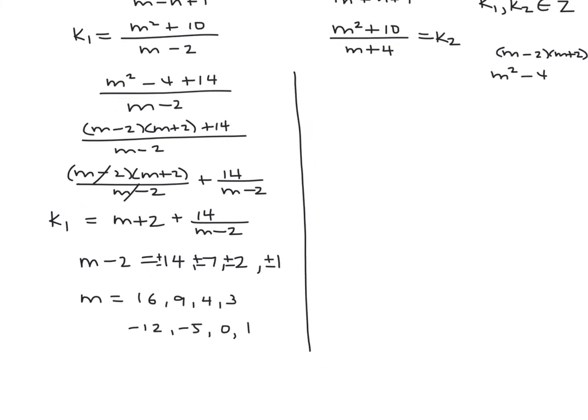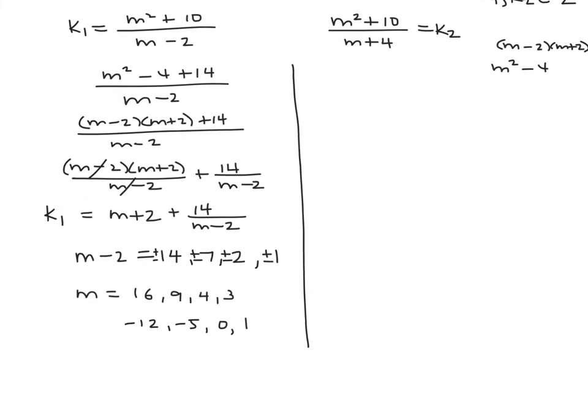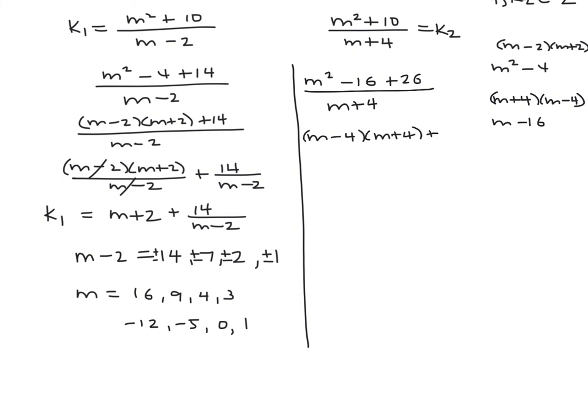Now we're going to do the exact same thing, but this time over here. Now I've got to factor out m plus 4. So let's see here, m plus 4, m minus 4. That will give me m minus 16. So how I'm going to break up that 10 would be 26 minus 16? Yeah. So minus 16 plus 26, that would end up as 10. Okay. I think that'll work. So then m plus 4. So this will become m minus 4, m plus 4 plus 26 over m, all over m plus 4.